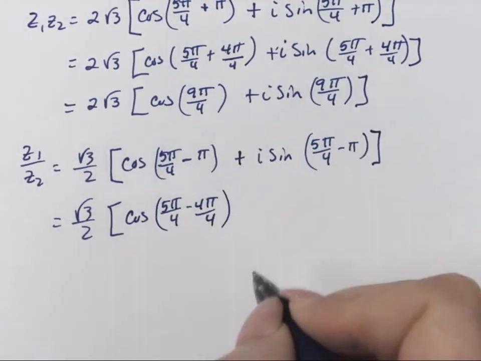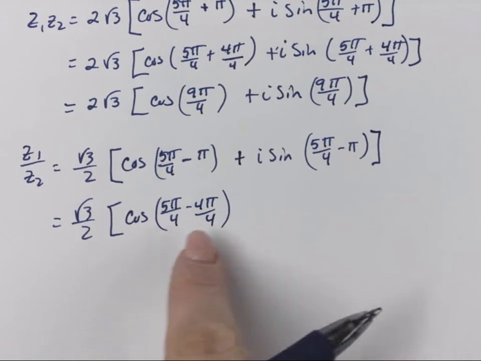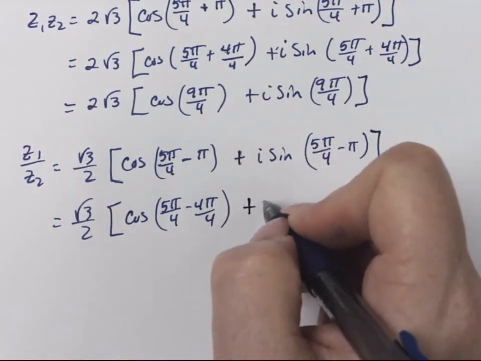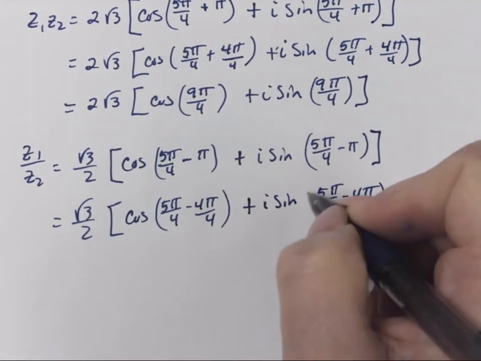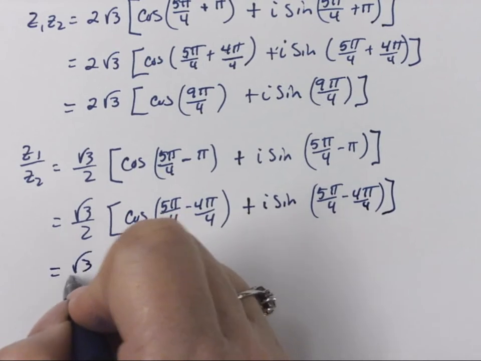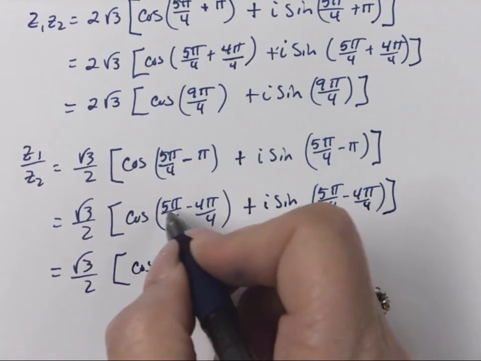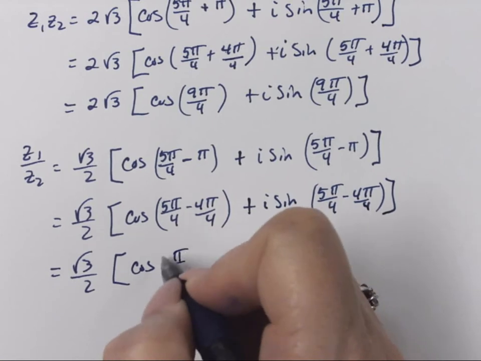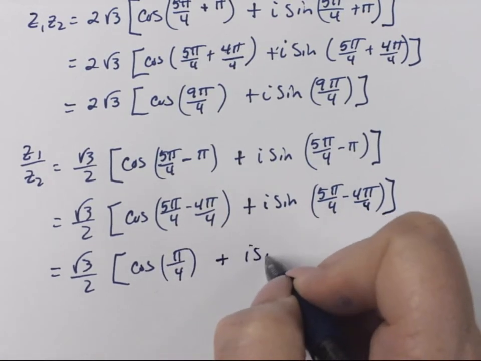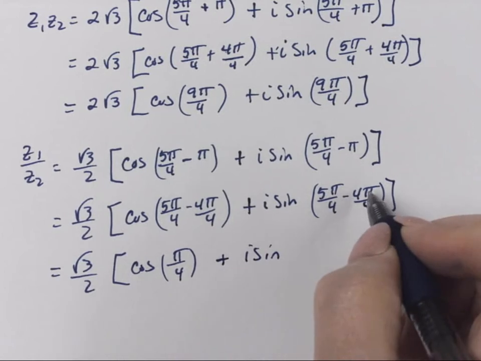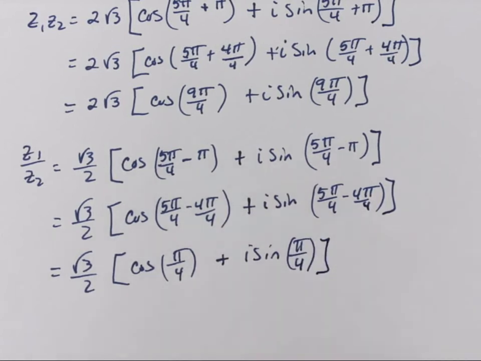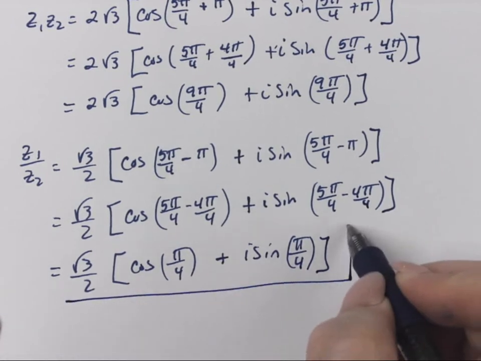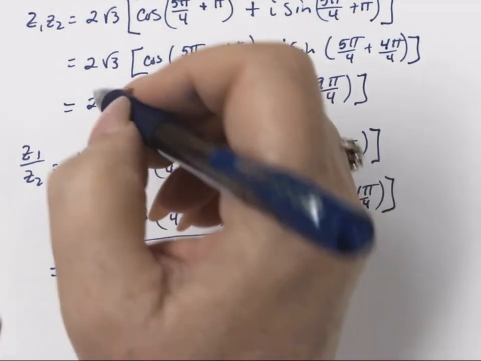The values will be the same as they were before as far as finding the common denominator part on that. Times I sine of 5 pi over 4 minus 4 pi over 4. So square root of 3 over 2 times cosine 5 pi minus 4 pi will leave us with pi over 4 plus I times sine 5 pi over 4 minus 4 pi over 4 is still going to be pi over 4. And that would be your answer there. So this would be the division part, and this one will be your multiplication.